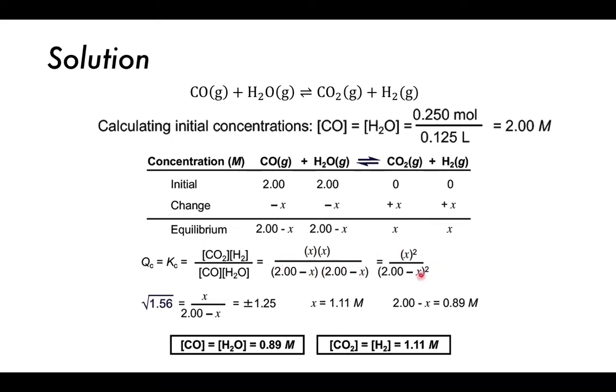This gives us our new quadratic expression, where we can solve for our values by taking the square root of both sides. So this is the Qc value or Kc value that we were given in the question. Then we can find our X value, which is 1.11 molar, by rearranging this. Then we can find our equilibrium concentrations of our reactants, which happen to be 0.89 molar because it's 2 minus X. The concentrations of our products are just X, which is 1.11 molar.